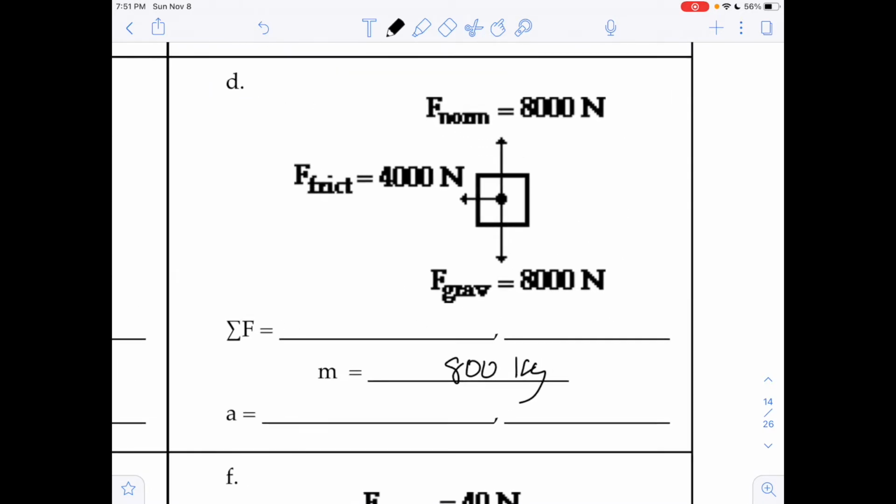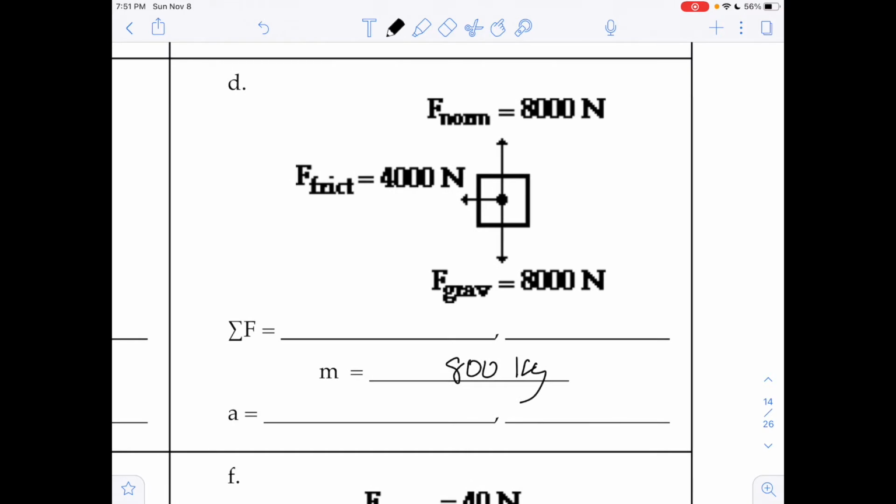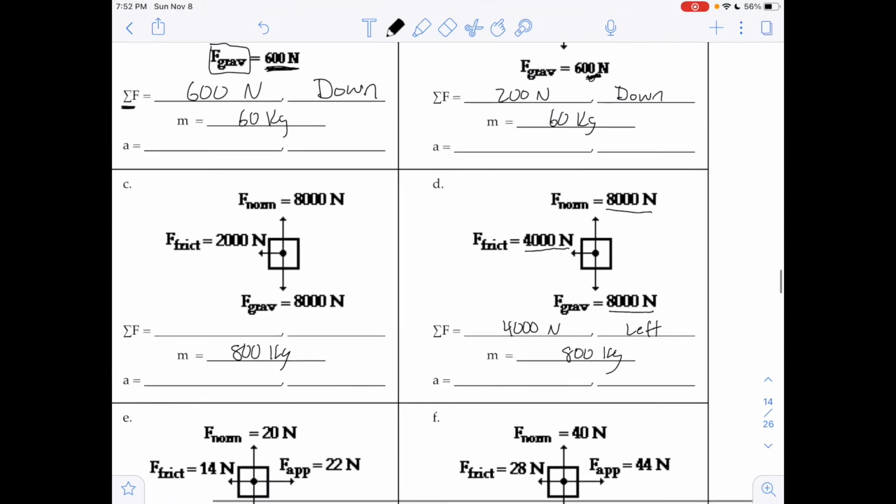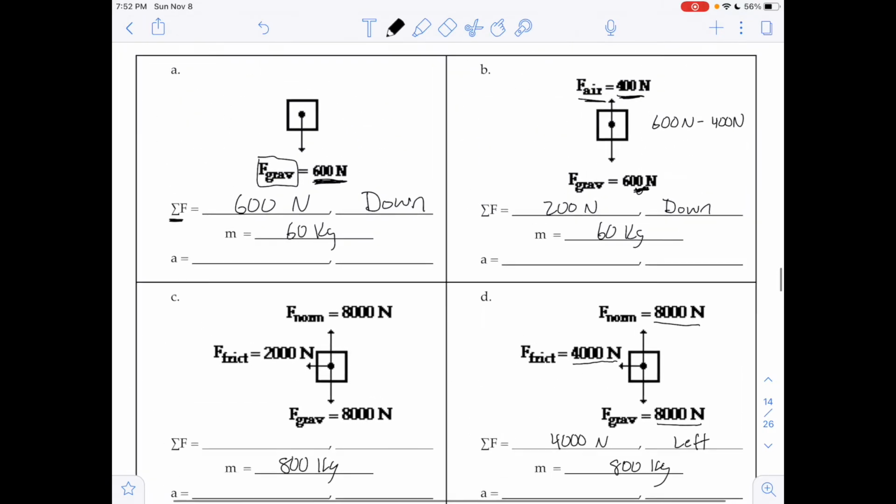So we'll look at this problem here. Here we have two forces that are vertical, up and down, and we have one that is horizontal. The vertical forces will cancel because we have 8,000 going up, 8,000 going down. So those cancel out, and all we're left with is this 4,000 newton force, and that is going to be to the left. So that's how you find the net force for each one. And let's look at how to find the acceleration now.